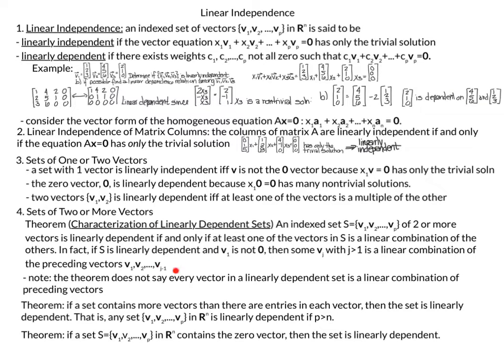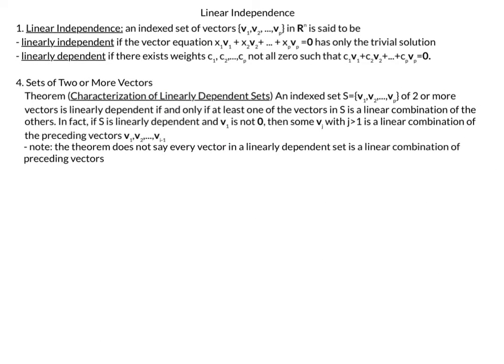This is something I will add more on once we finish this overview slide. And then we'll look at two more theorems. If a set contains more vectors than there are entries in each vector, then the set is linearly dependent. And second, if a set v1 up to vp of vectors in Rn contains the 0 vector, then the set is linearly dependent. And I wanted to say a word about linearly dependent sets: a set is linearly dependent if at least one of the vectors is a linear combination of the others.